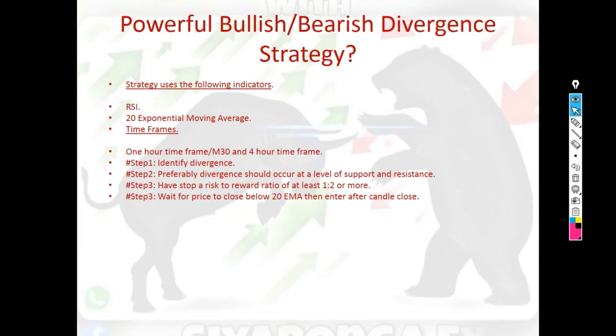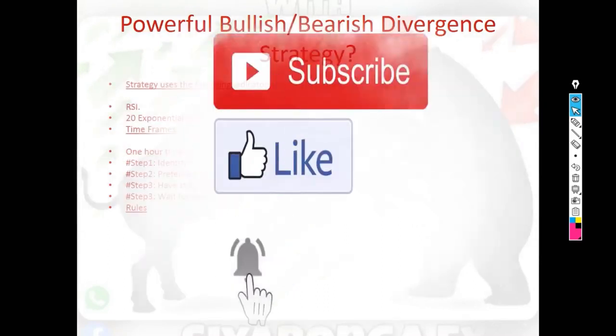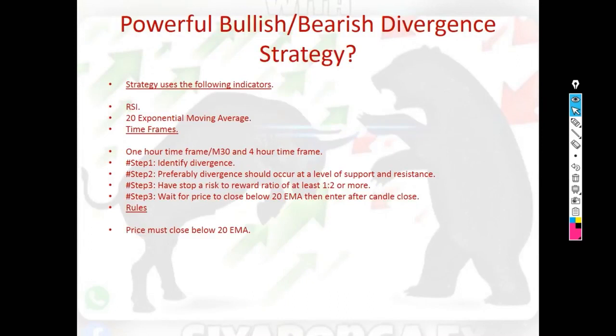And step number 4 is wait for price to close below the 20 EMA, then enter after the candle close. What are the rules of this trading strategy? Price must close below 20 exponential moving average, have a clear trend, always use a stop loss. Trade must offer at least 1 to 2 risk to reward ratio.